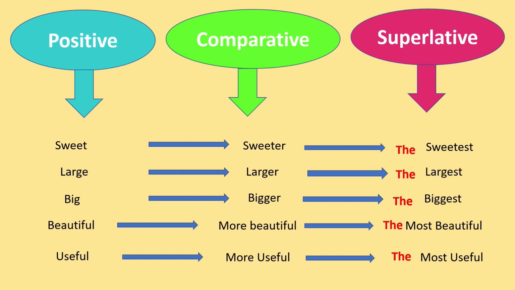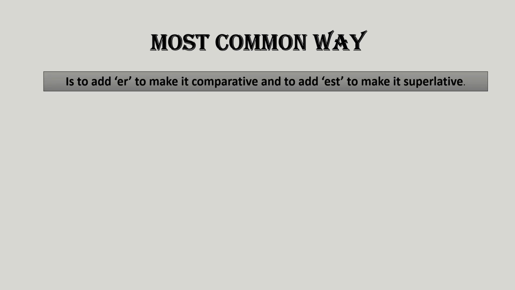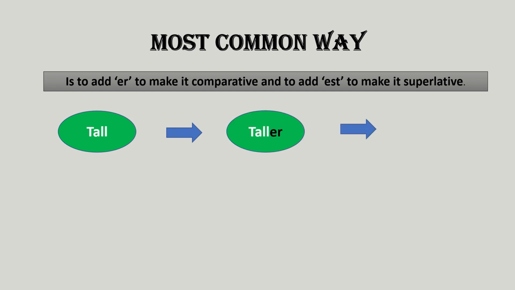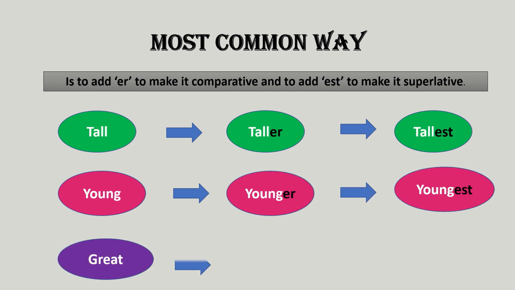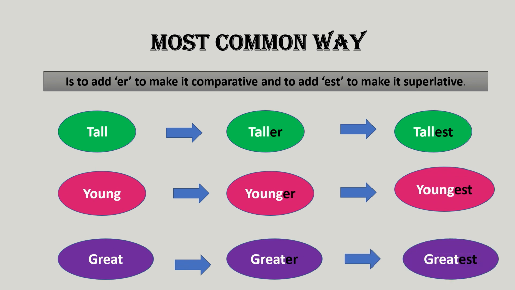Well, there are different ways to create these degrees of adjectives from the positive ones. Now let's get to know what those ways are. The most common way is to add er and est. Er to make it comparative and est to make it superlative. Tall, taller, tallest, young, younger, youngest, great, greater, greatest.